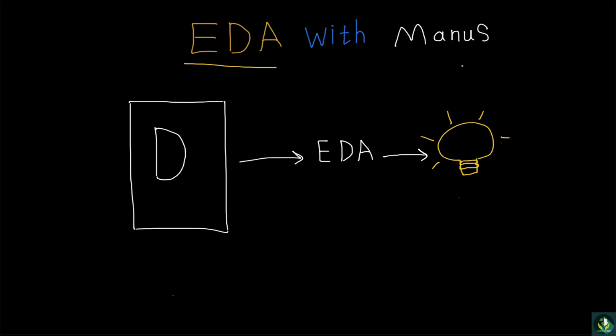Here we will use Manus AI agent to do exploratory data analysis for us, which will speed up the process of EDA. In the next lecture, we will learn how to use Manus to do EDA.